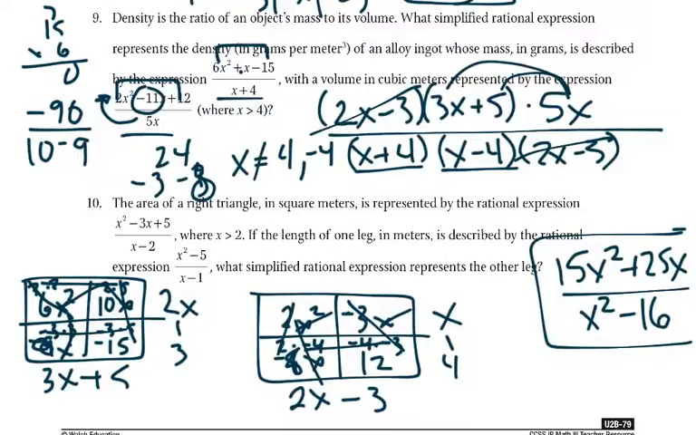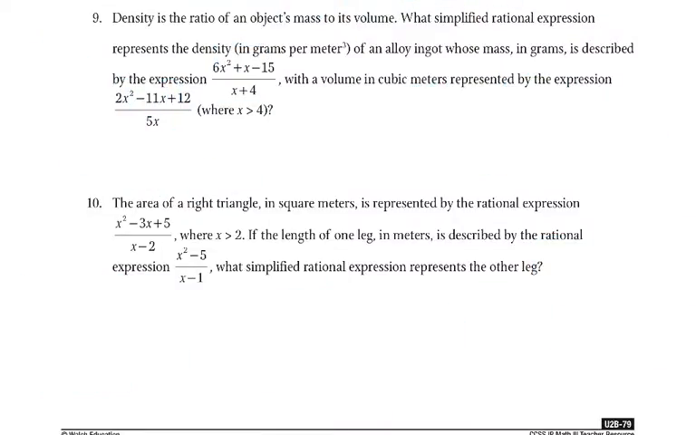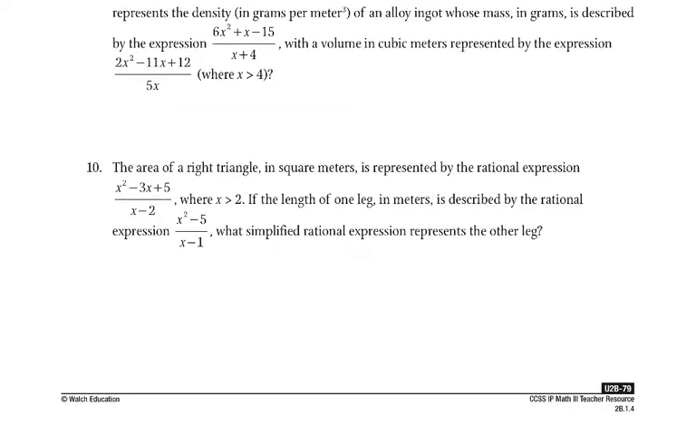Alright, last one. Number 10. The area of a right triangle in square meters is represented by the rational expression this, where x is greater than 2. If the length of one leg in meters is described by the rational expression, what represents the other leg? So area of a right triangle equals 1/2 times base times height, right? So we want to find the other leg.